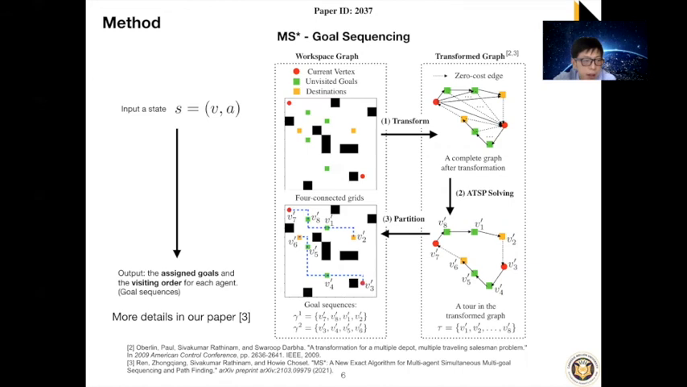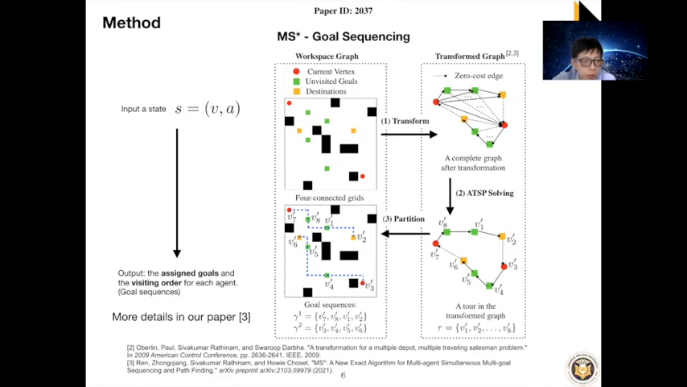Okay, next, let me introduce the goal sequencing procedure. Here, given a search state S, we can extract the current location of agents as well as the unvisited goal nodes of agents. So the goal sequencing procedure should compute a set of n goal sequences, which answers the question about how to assign those unvisited goals to agents and what the visiting order is for each agent.